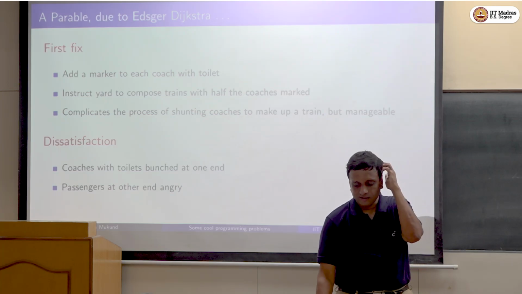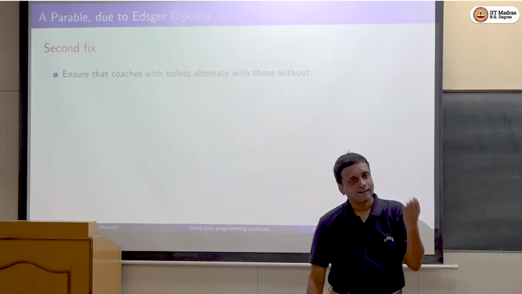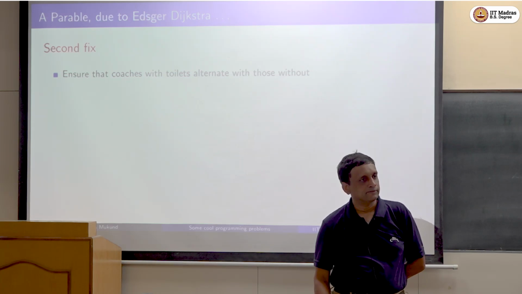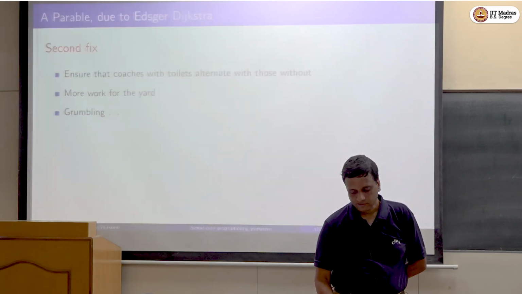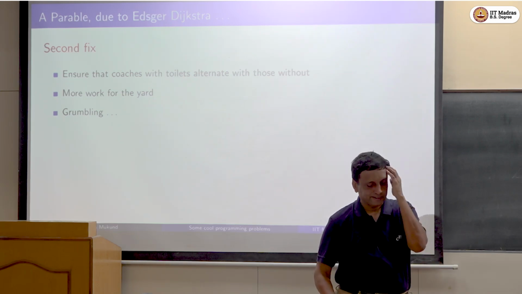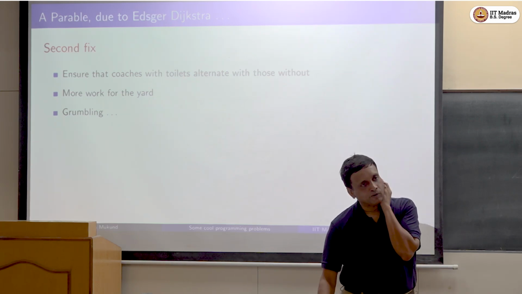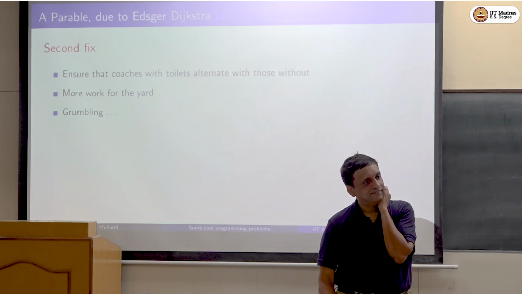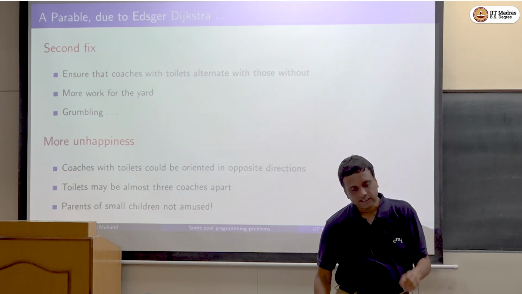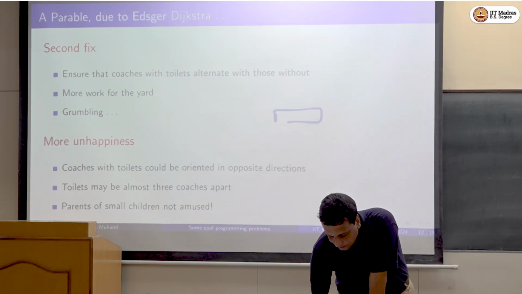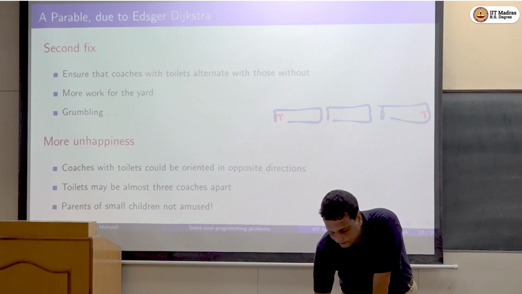So now this was fixed by telling the people who assemble coaches to make sure that they alternate. This is of course more work because they have to be careful when they're assembling the train. But even this had a problem. Why did this have a problem? Because these had toilets only at one end. So you could have a train with 3 coaches, and you have a toilet here and a toilet there.